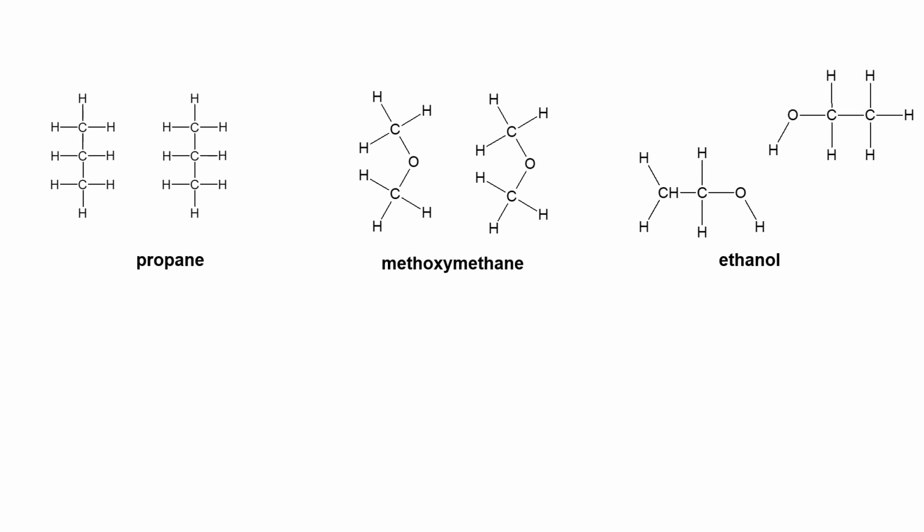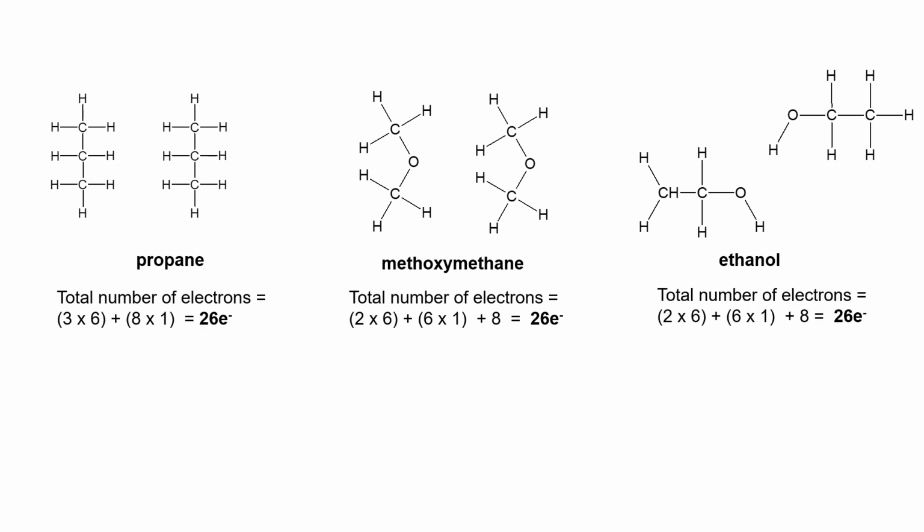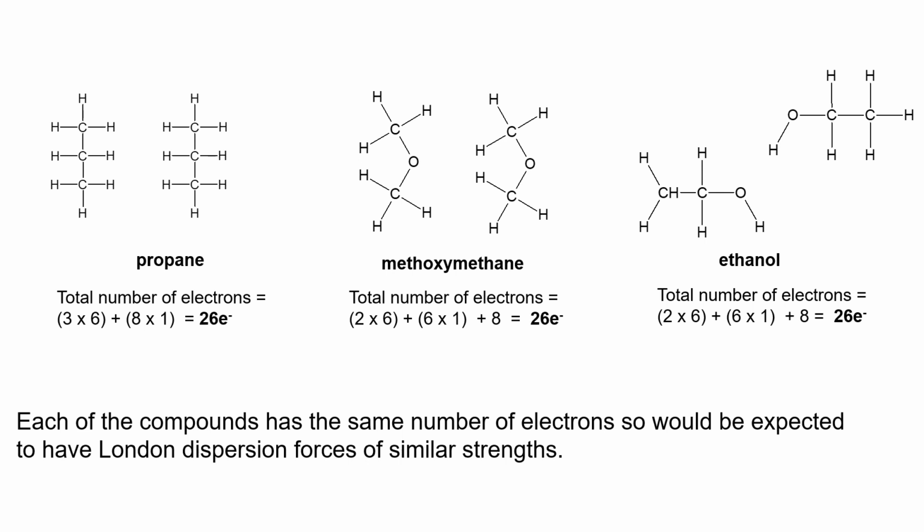So the first question asked, what types of van der Waals forces are present between the molecules? Well, each of the molecules contains atoms and therefore electrons that can move around, so they're all going to have London dispersion forces between their molecules. If we look at the number of electrons present in each molecule, they each have 26 electrons present. So we can say that each of the compounds has the same number of electrons, so would be expected to have London dispersion forces of similar strengths.